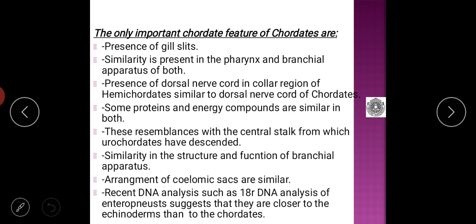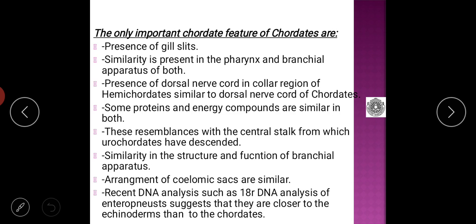The only important chordate feature of hemichordates is the presence of gill slits. Similarity is present in the pharynx and branchial apparatus of both, and presence of a dorsal nerve cord in the collar region of hemichordates, which is similar to the dorsal nerve cord of chordates. Some proteins and energy compounds are similar in both, and these resemble the central stalk from which urochordates have descended. Similarity in the structure and function of branchial apparatus.